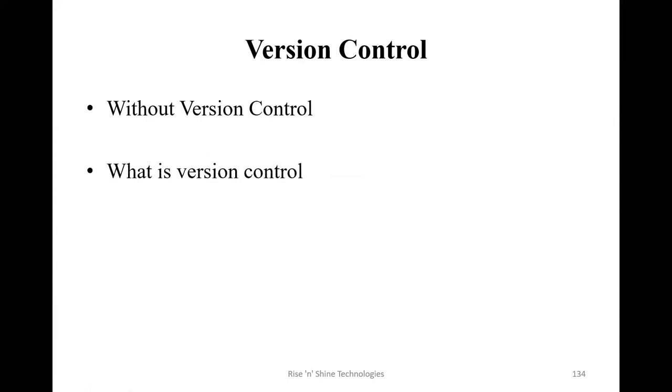In this version controlling tool concept, we are going to divide the concepts into three sections: without version controlling tool, with version controlling tool, and then finally, what is the usage of it, or why do we need it? Suppose without a version controlling system, can we expect a development environment or not?